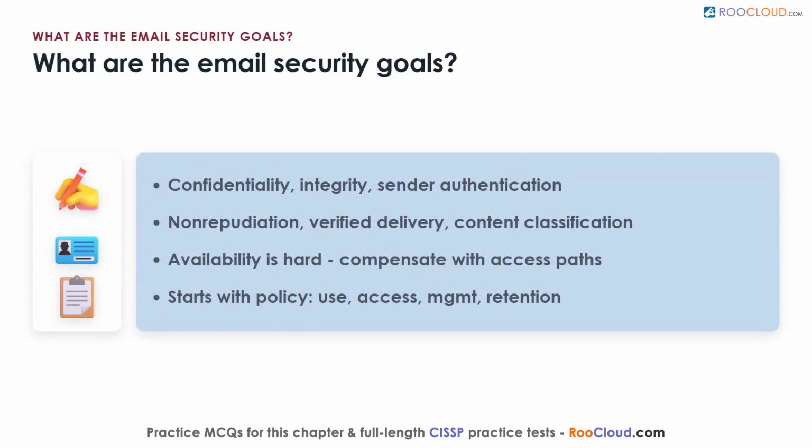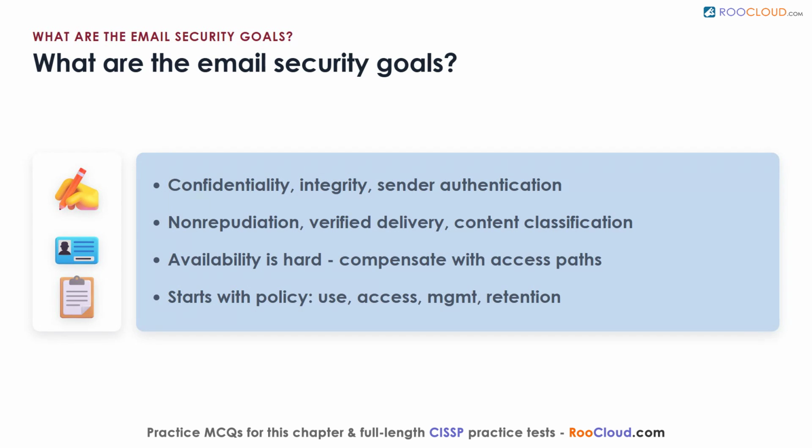What are you trying to achieve when you secure email? Basic email delivers messages efficiently but protects nothing. So you add security to reach specific goals. You restrict messages to their intended recipients for confidentiality. You preserve the integrity of the content, authenticate and verify the sender, and provide non-repudiation so a sender cannot deny what they sent. You verify delivery and classify sensitive content.